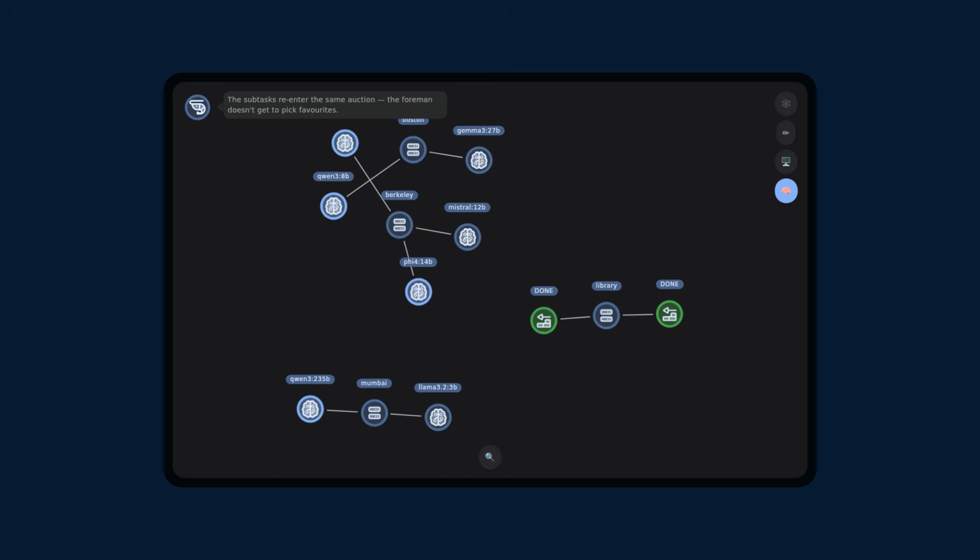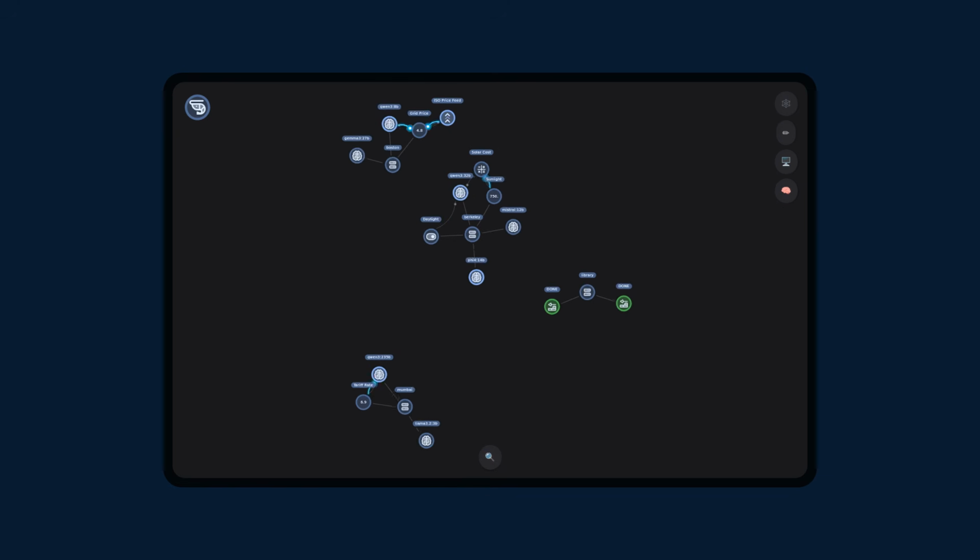And here's the beautiful part. Those subtasks go straight back onto the auction block, and you can watch them land. 3 child jobs, 3 different machines, 2 continents, all running at the same time. Then the pieces come home. The foreman reassembles them into a single report, and the parent job flips to done. 1 question in, 1 answer out, and in between, a swarm that decided for itself who was cheapest, who was capable, and who was free.